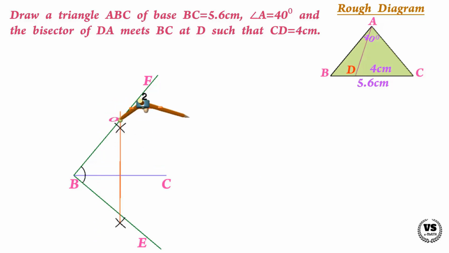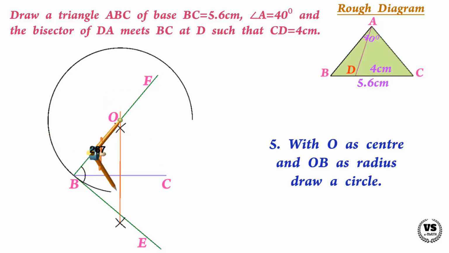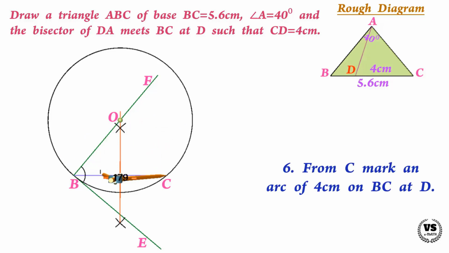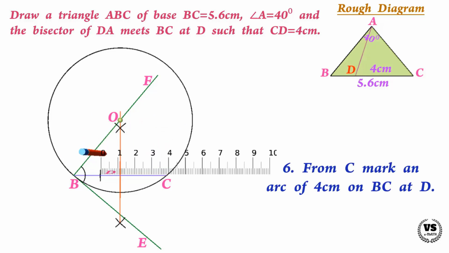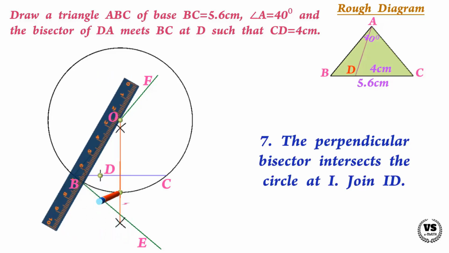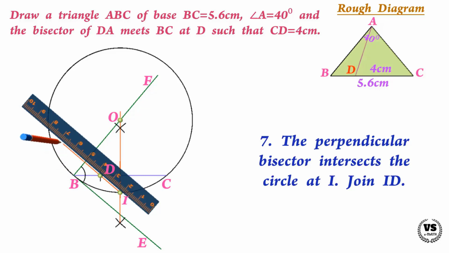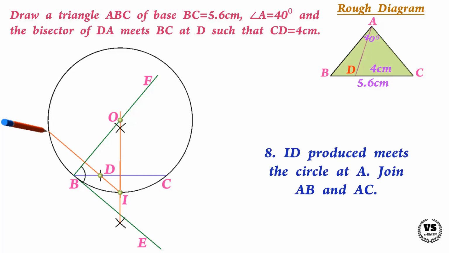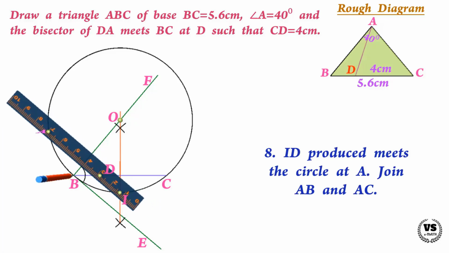With O as center, we complete the circle. Mark the third value on the base and draw a line from I through it. The point where it touches the circumference is the third point. Now join the other two sides of the triangle.